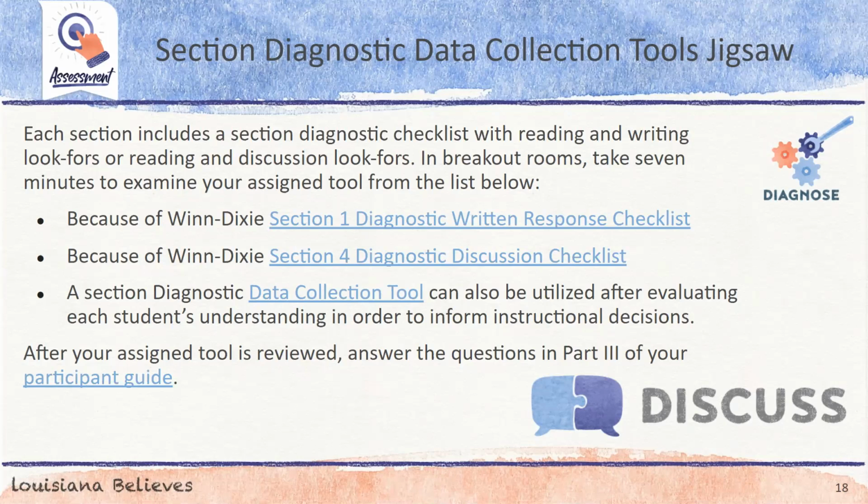Our last group's tool is a little bit different in that this is a data collection tool that you can use to kind of summarize all that information that you've gotten from those checklists. So if there's someone from group 3 who would be willing to unmute and share, how can you use this data collection tool? How are you envisioning this in your classroom to help you with those core and optional activities?